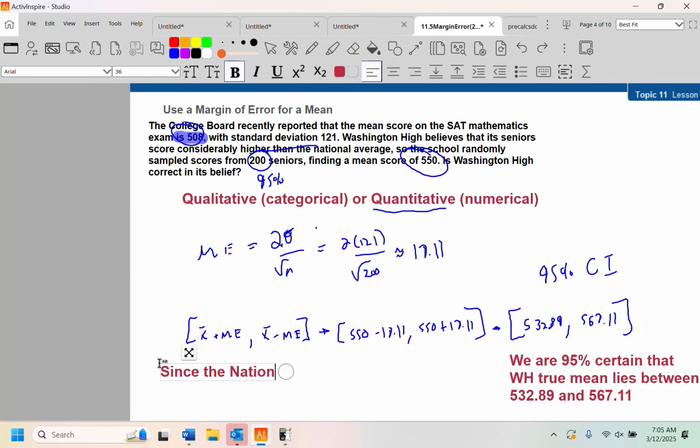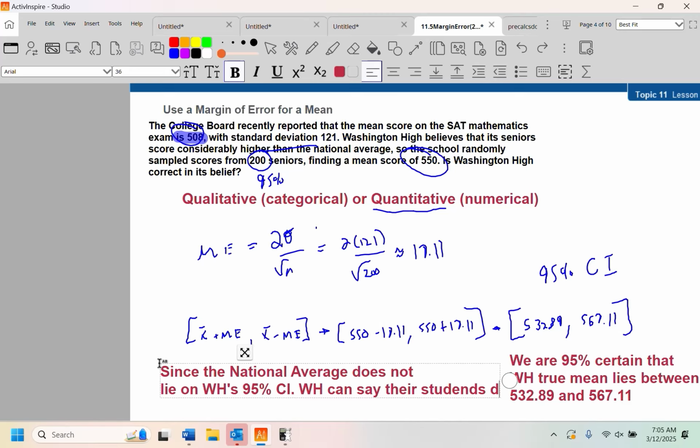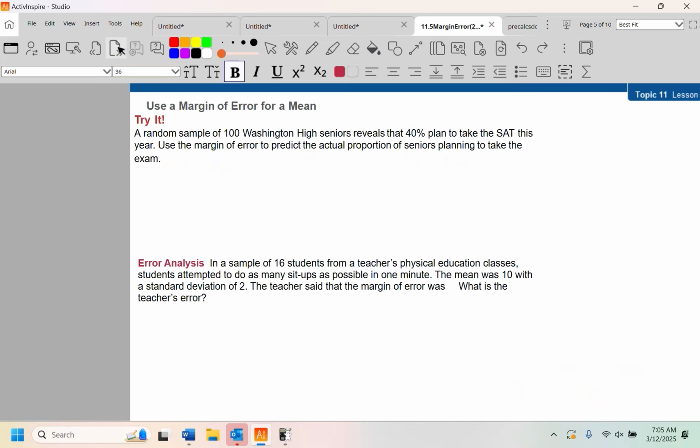Since the national average does not lie in Washington High's 95% confidence interval, they can say with 95% confidence their students did considerably better. Now, the emphasis here is on the 95% confidence interval, and I think these are in the notes. If not, it's a good time to define it.